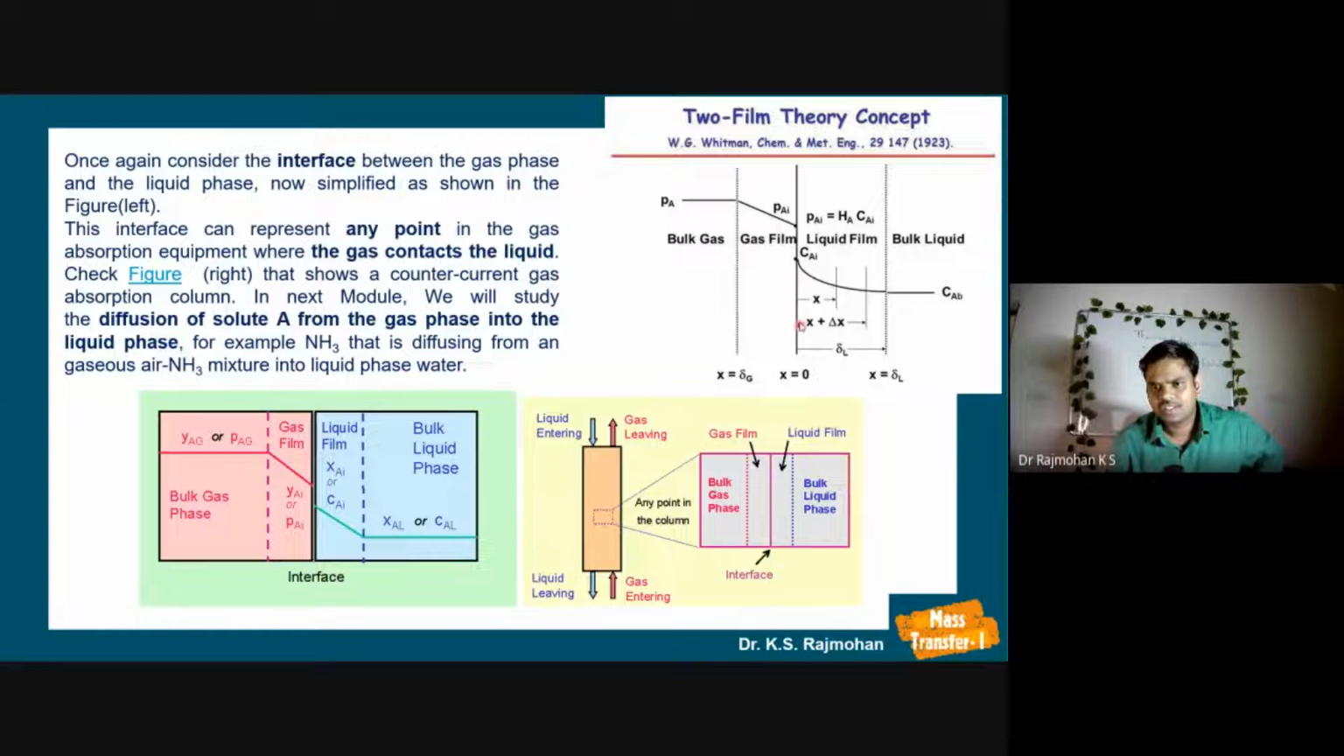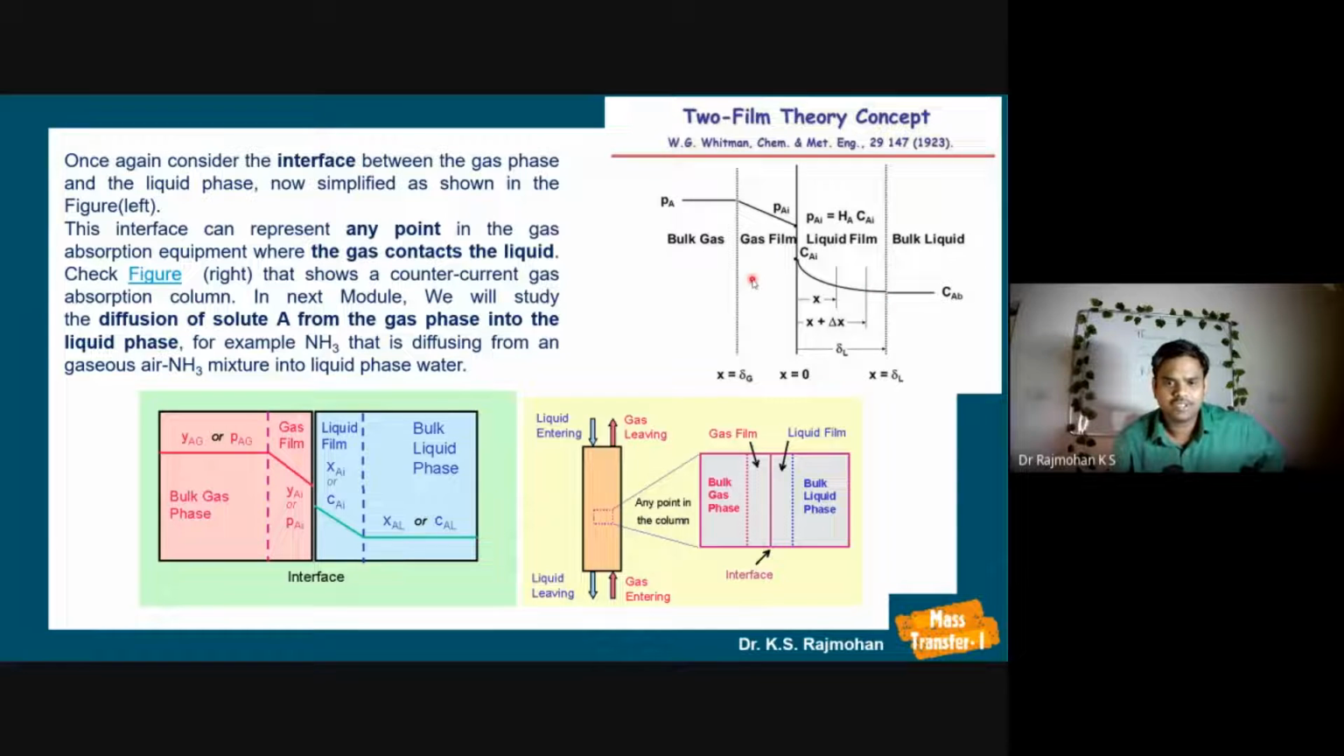At the interface, on one side we have gas and on the other side we have liquid. From the bulk liquid, we differentiate the interface by a thin liquid film. We assume that in the bulk liquid there is a uniform concentration, and within this thin liquid film the mass transfer takes place.